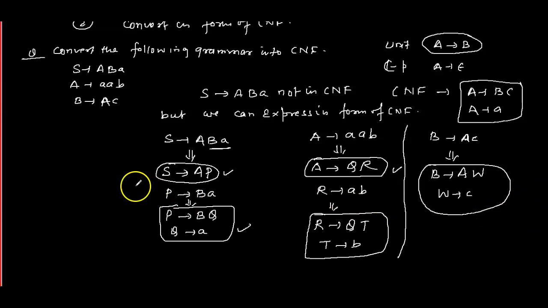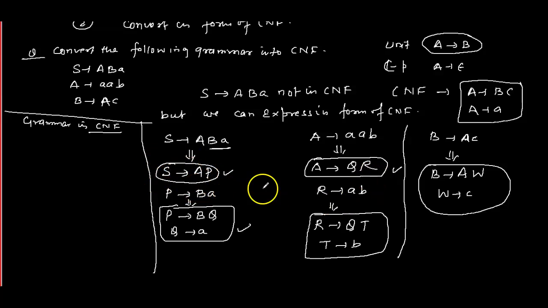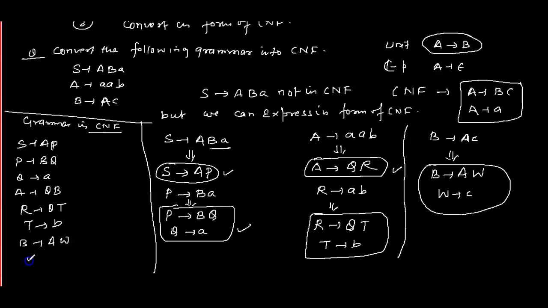Okay. So now you can write the overall grammar in CNF. We just have to rename, that's all. Just write all the circled things which I converted into CNF. S is equal to AP. P is equal to BQ. Q is equal to a. A is equal to QR. R is equal to QT. T is equal to b. B is equal to AW. And W is equal to c. So you can see here that all are in the form of either two non-terminals or only one terminal, meaning already in the form of CNF.